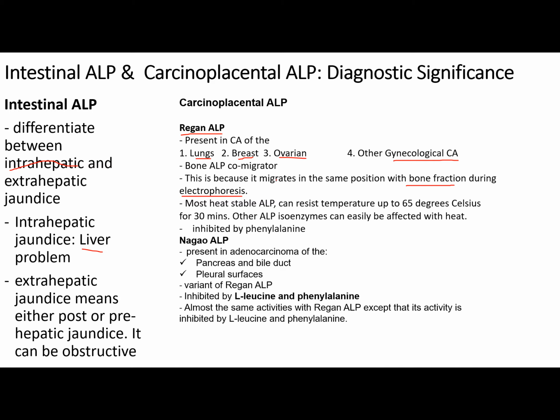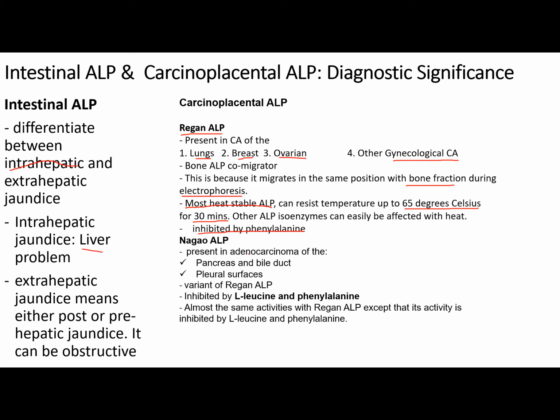Now, your Regan ALP, class, your Regan ALP is the most heat-stable ALP and can resist temperatures of up to 65 degrees centigrade for 30 minutes. Other ALP isoenzymes can easily be affected by heat. It is inhibited by phenylalanine.